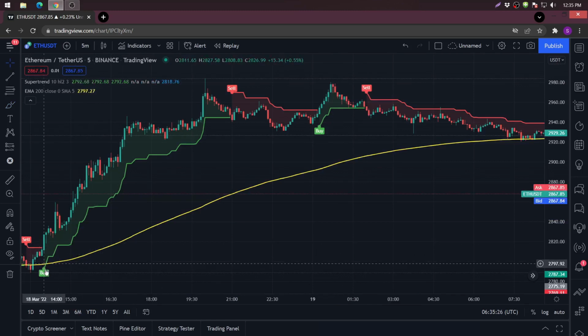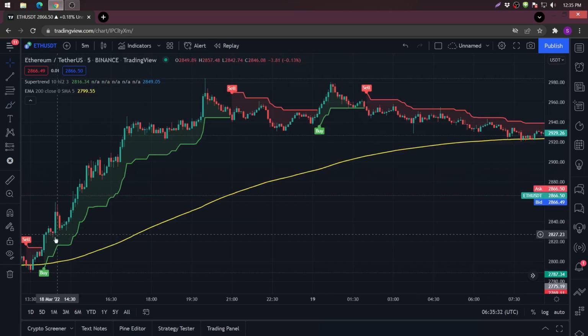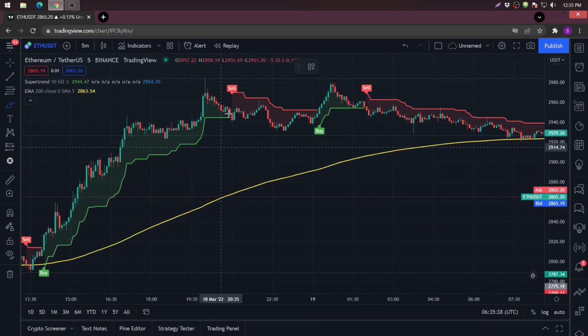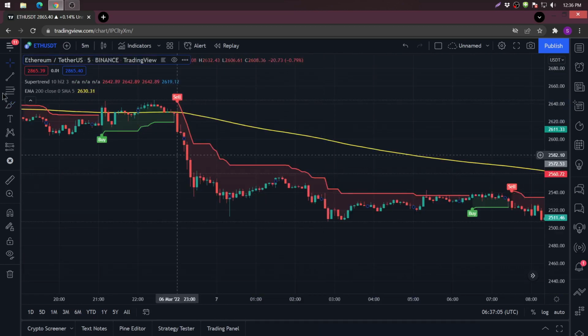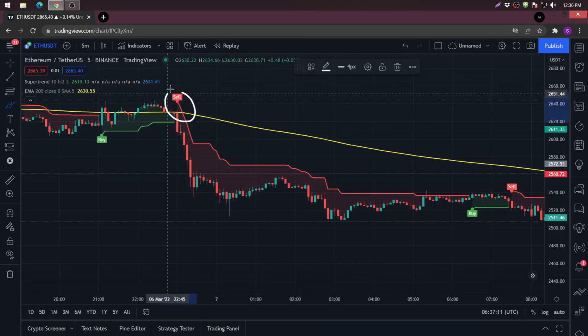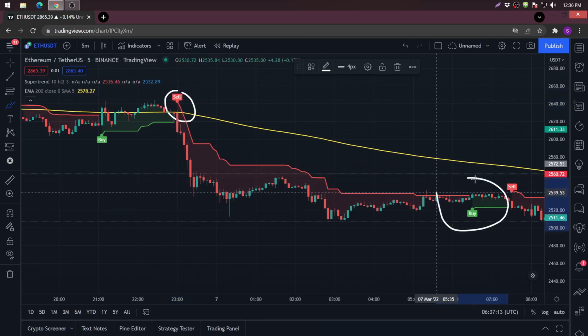So when the price stays above the 200 EMA, at this time we just take buy signals, and we avoid all the sell signals as well. And the same thing, when the price stays below the 200 EMA, we just take sell signals and avoid all the buy signals. So let's go with a live example.